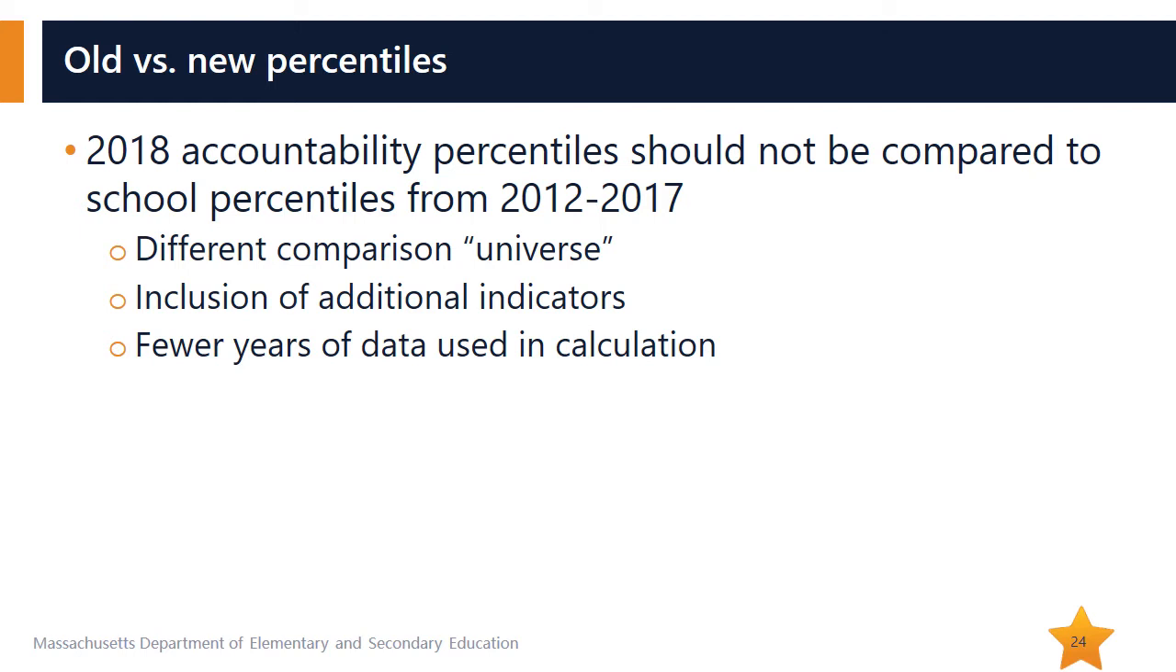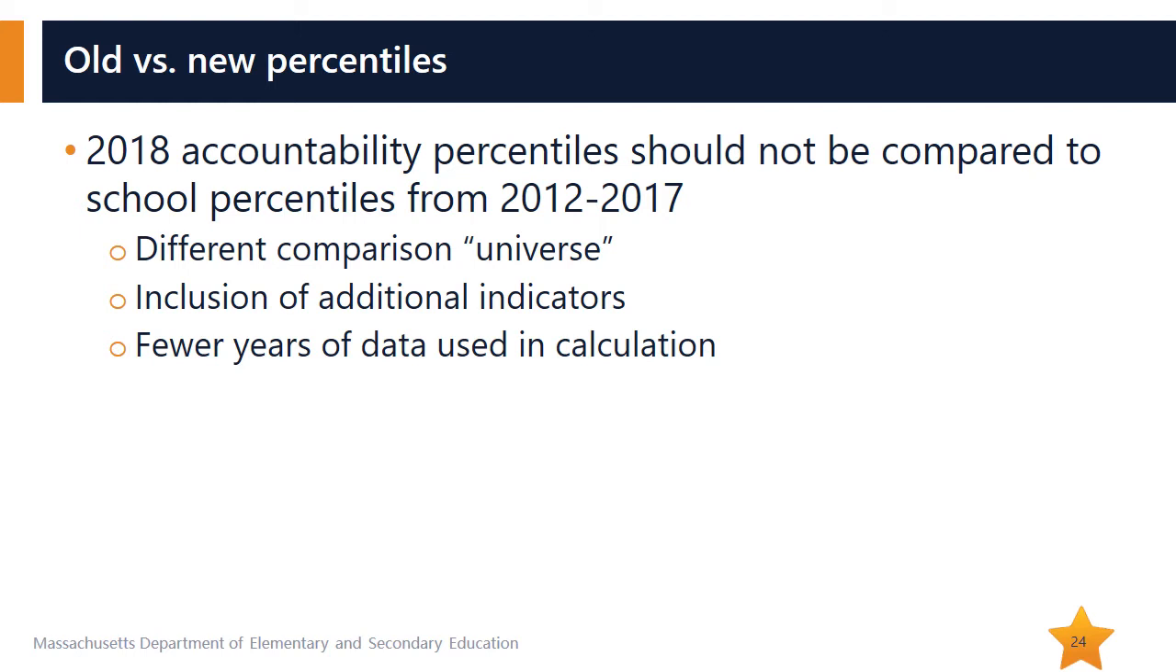Second, the accountability percentile now includes new indicators. Measures like English language proficiency, advanced coursework, and chronic absenteeism were not included in the school percentiles that were calculated from 2012 to 2017.